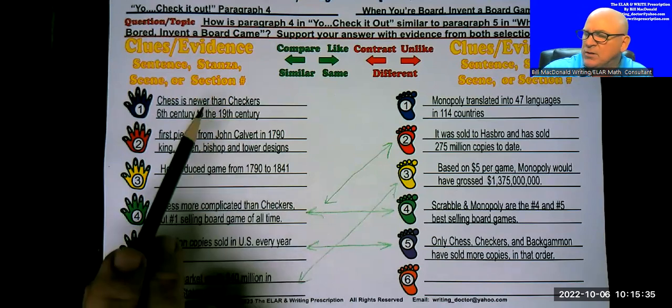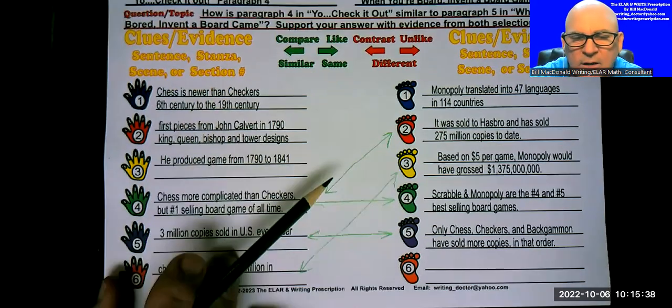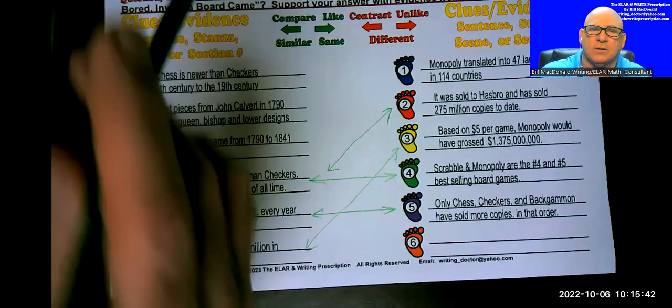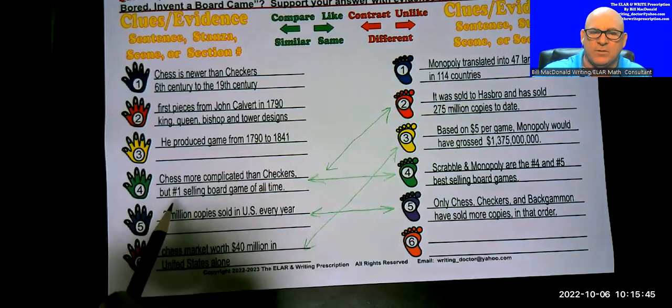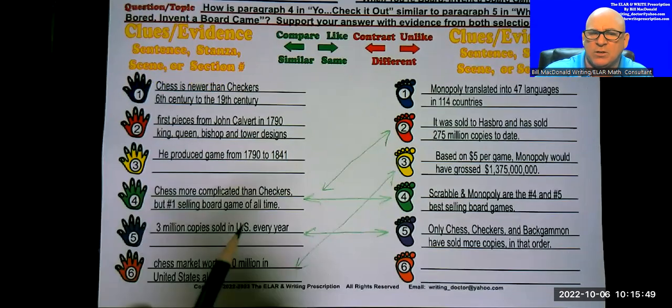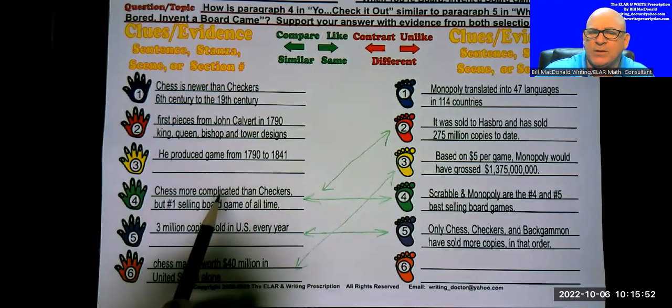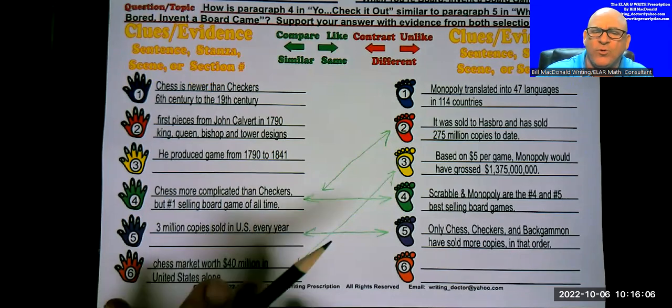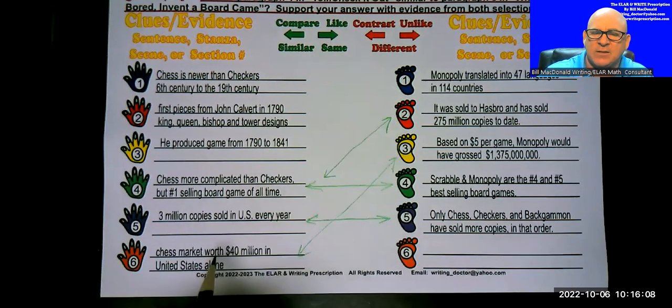So every time I felt like an idea was shifting, I moved it to a different fingerprint or footprint. Chess is a more complicated game than checkers, but it's the number 1 selling board game of all time. Purple: 3 million copies sold in the US every year. Orange: the chess market is worth $40 million in the United States alone.